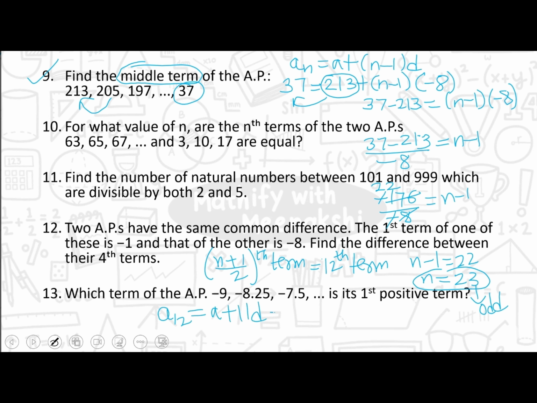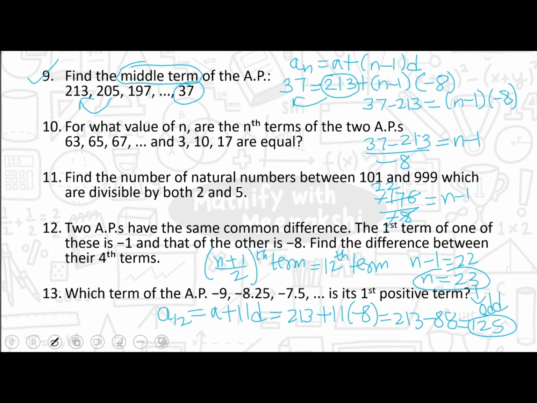So let's put the value here. A is 213 plus 11 into minus 8. That means 213 minus 88. And that will give you 125. So your final answer for this question is 125.